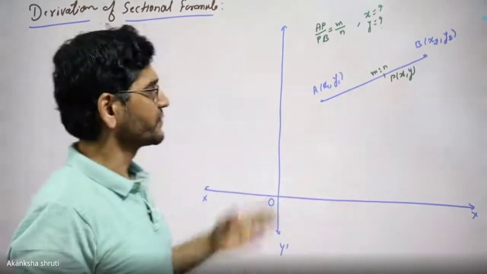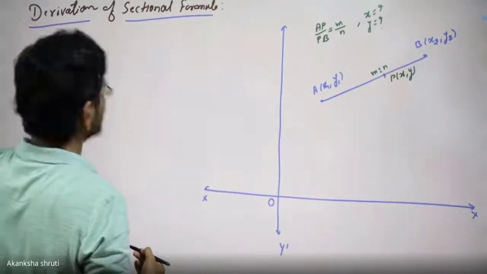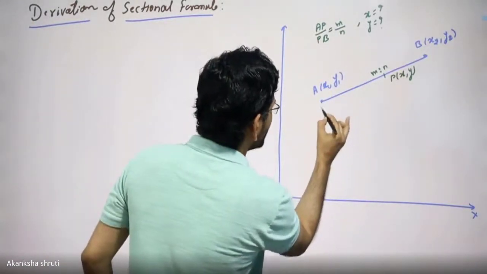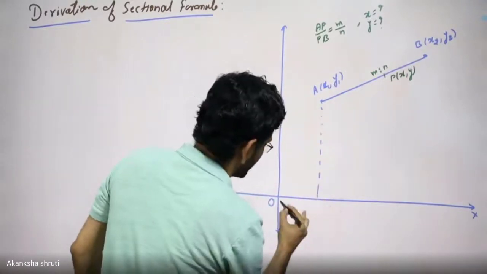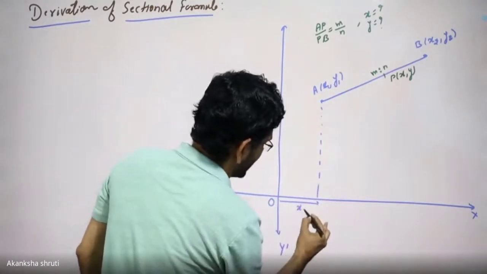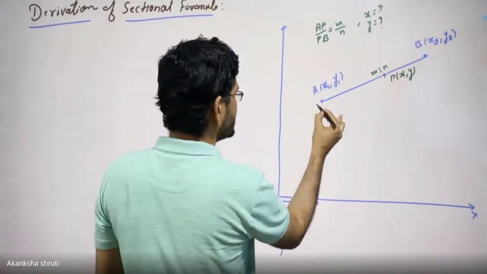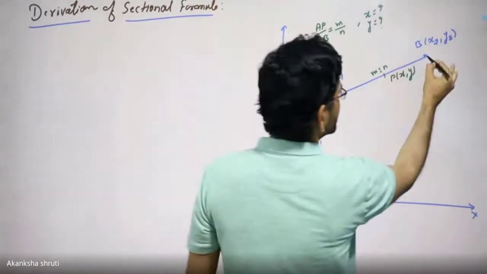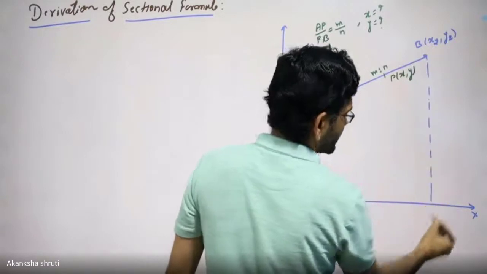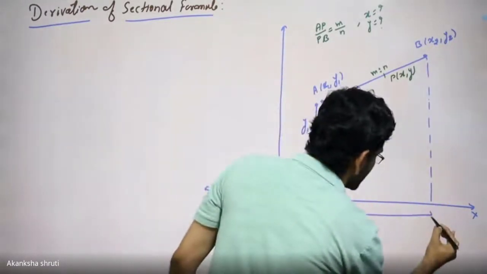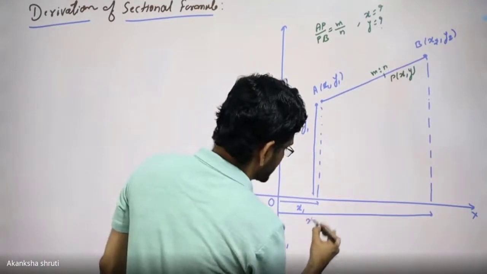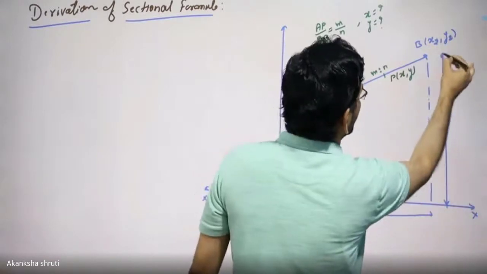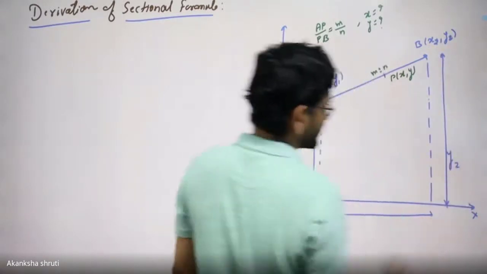In the coordinate system, what is the significance of these things? Let us first draw it. Students, if I am saying A (x1, y1), it simply means whatever this length is, it is our x1, and whatever this length is, it is our y1. Similarly, for the point B, drawing the perpendicular on the horizontal axis, this length is our x2, and this length is our y2.